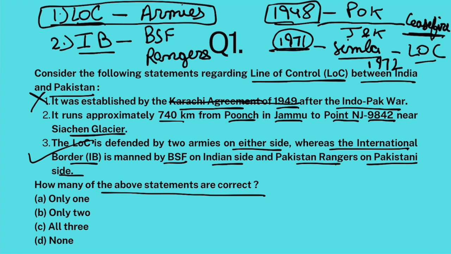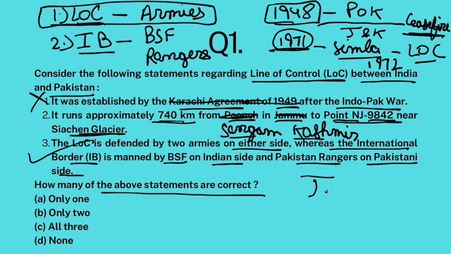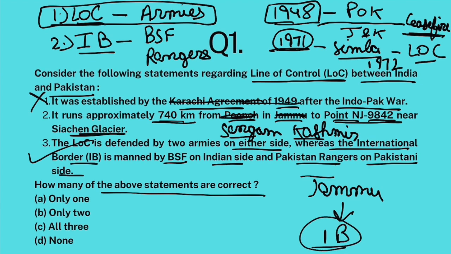Now this LOC starts from Sangam. It's a village in Kashmir, to point NJ9842 near Siachen Glacier. So it is 740 kilometers long, but it starts from Sangam, Kashmir, because India and Pakistan's border in the Jammu region is recognized as international border by India. It's not recognized as LOC. LOC is Sangam, Kashmir to Siachen Glacier. So this statement is also false. Only one statement is correct. The answer is A. Question number 2.